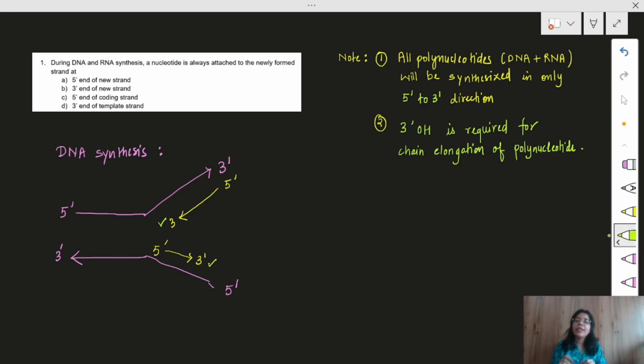That's why we require 3' OH always, because next nucleotide will always come and attach from the 3'. From nucleotide's 5' position, it will interact with already existing 3' OH of the existing nucleotide. Both will join and they will make 3' 5' phosphodiester bond. Understood? So for this, you require, this is your new strand. So you require 3' OH in new strand. Fine.